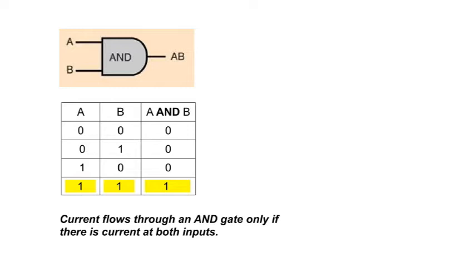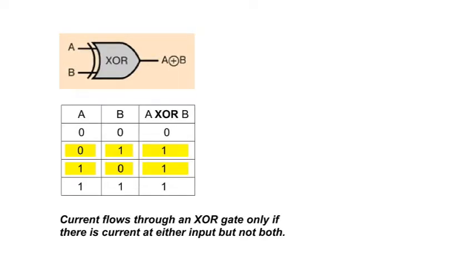Let's look at one more logic gate. XOR is exclusive OR. Exclusive OR is true when either A or B, but not both, are true. Here's the symbol for an XOR logic gate and its truth table. So, current flows through an XOR gate only if there's current at either input, but not both. Now, the rather amazing thing about these 2 simple logic gates is that you can use an AND gate and an XOR gate to do arithmetic.